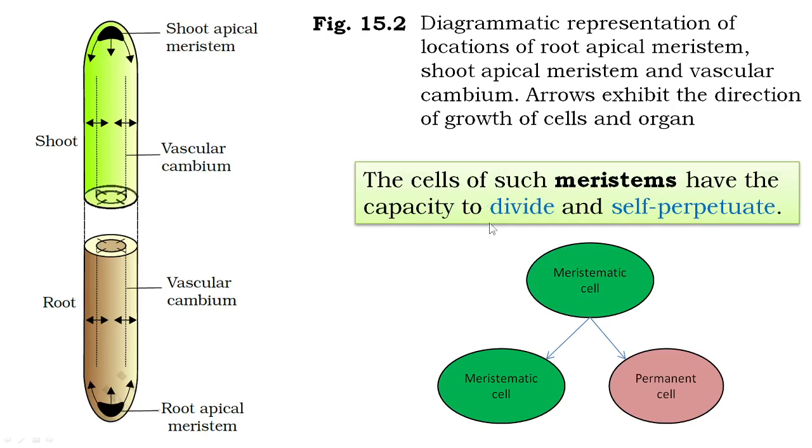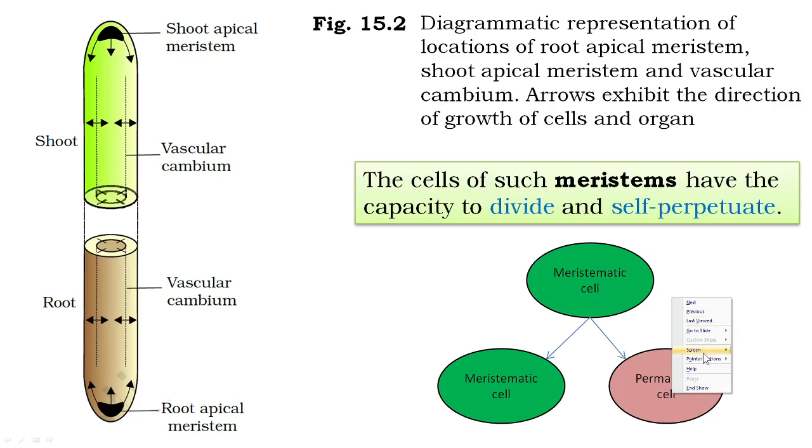So the cells in meristematic tissues have the capacity to divide and self perpetuate. For example, a cell in the root apical meristem. So this meristematic cell has got the capacity to divide, and after dividing it can give rise to a permanent cell, right?